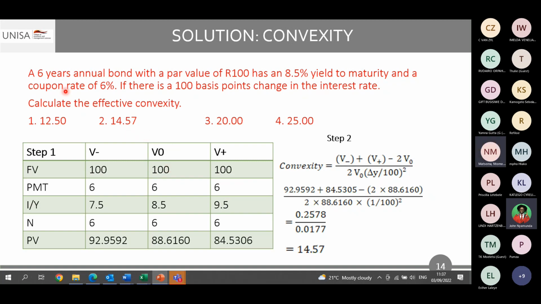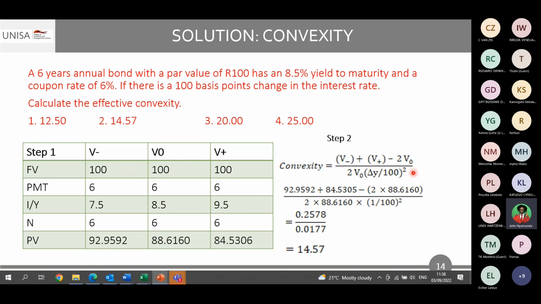And let's do this together. The FV is 100, which is here. Put 100. The N is 6 years. This is not semi-annual, so it's a straightforward calculation, N is 6. A change in yield, so 8.5, you put it in the V naught. If the change in yield is by 100 basis points, then we say 8.5 minus 1 is 7.5, and 8.5 plus 1 is 9.5. 6 is our N, so plug everything in.